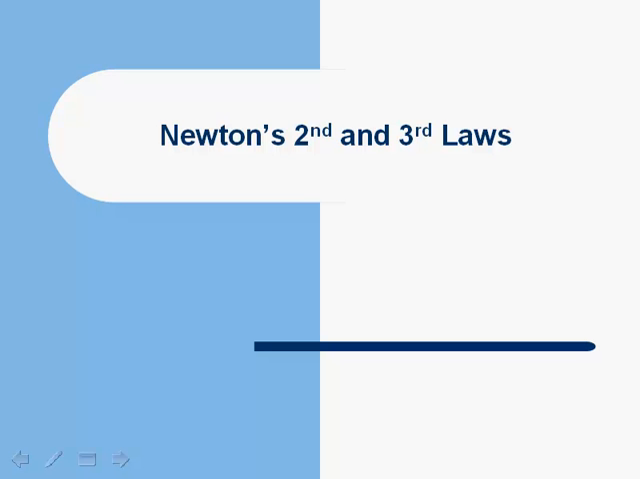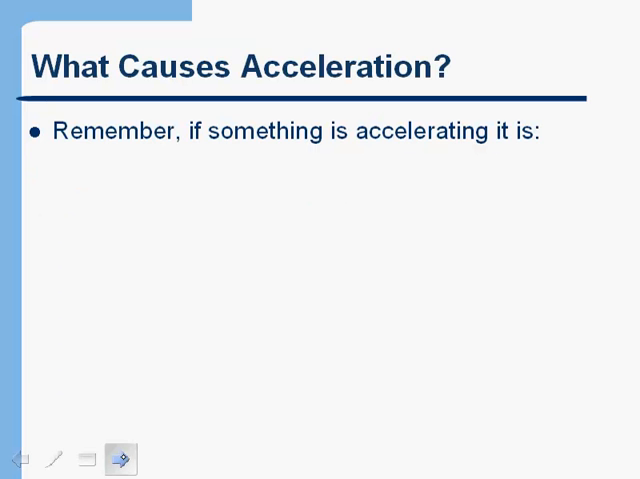Today we're going to continue talking about Newton's laws of motion, and specifically today we'll be looking at Newton's second and third laws. So the question that Newton was really trying to answer was, what causes acceleration? And the first thing we want to remember is just what do we mean by something accelerating? If something is accelerating, it's doing one of two things. It's either speeding up or it's slowing down. So remember that in physics, when we say acceleration, we mean either speeding up or slowing down.